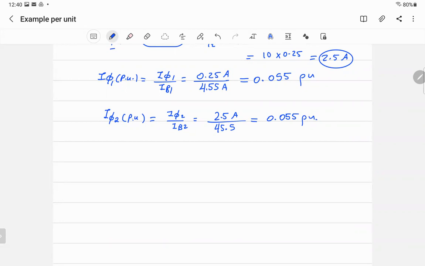Do you observe anything? The same. Yeah, exactly, that is the beauty of per unit. It doesn't matter which side you're working on, it's the same value, whether current, voltage or impedance. Okay, that was the one requirement.